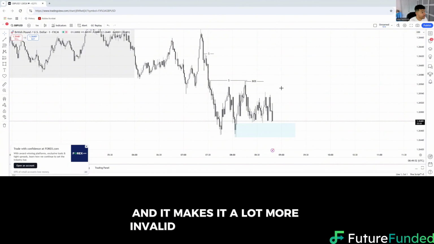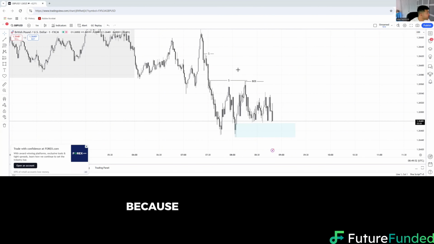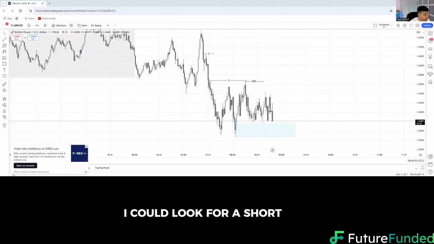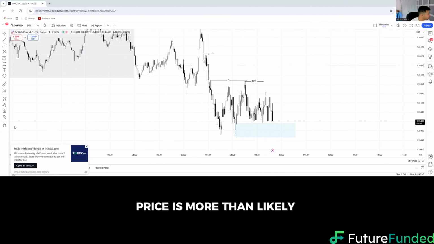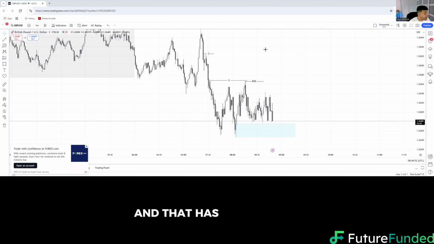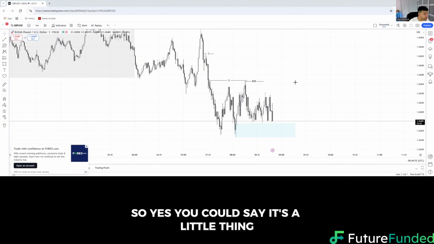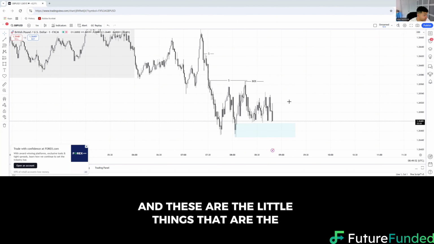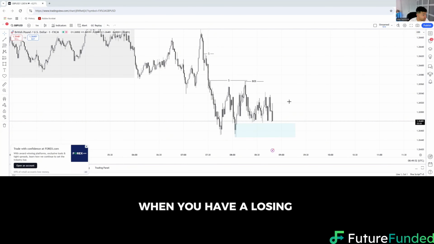and it makes it a lot more invalid essentially. All right, because even if price comes up to this point of interest up here, yes, I could look for a short, but the likelihood is now price is more than likely going to continue moving higher. Bear in mind, we still have Asia high to take out as well, and that has to be taken out at some point as well. All right, so yes, you could say it's a little thing, but these are the little things that you have to be careful of, and these are the little things that are the difference sometimes in when you have a losing trade or a nice winning trade. It's as simple as that.